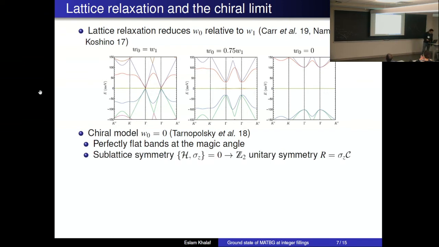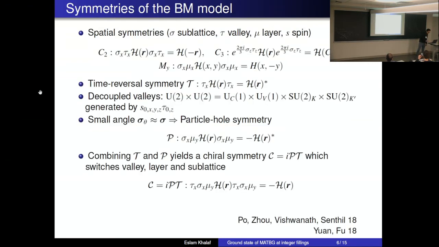But the other interesting thing is that the model has a sublattice symmetry, because we have killed all of the couplings that connect the same sublattice. The Hamiltonian operator anti-commutes with the sigma z operator, or the sublattice operator. But since I've shown you earlier that the model has a chiral symmetry, this is another chiral symmetry, and if we combine two chiral symmetries, we actually get a Z2 unitary symmetry. So the model has an extra internal symmetry that flips sublattice, layer, and valley.